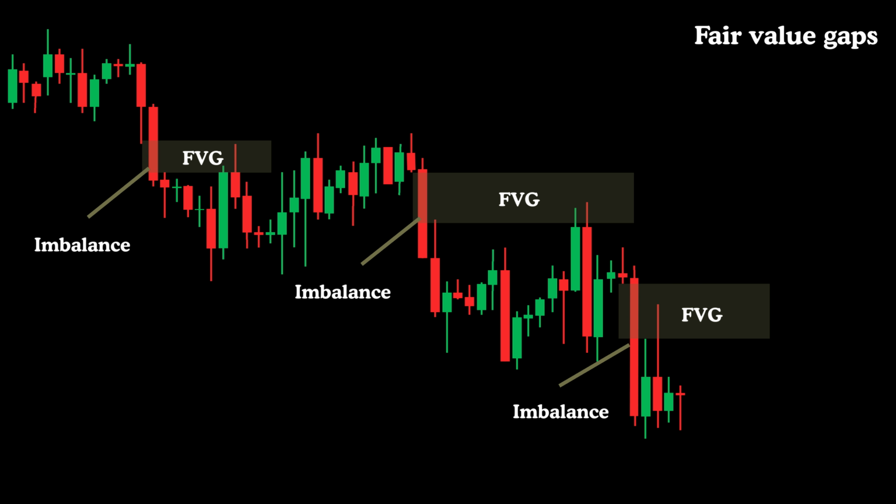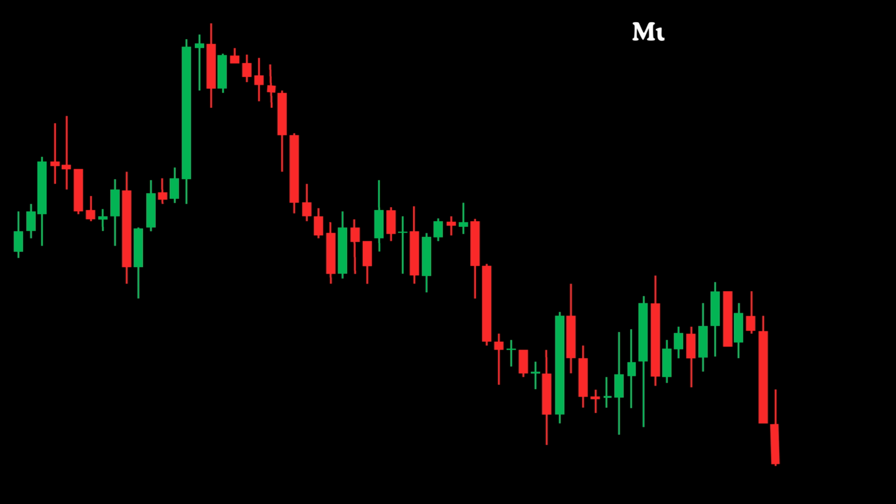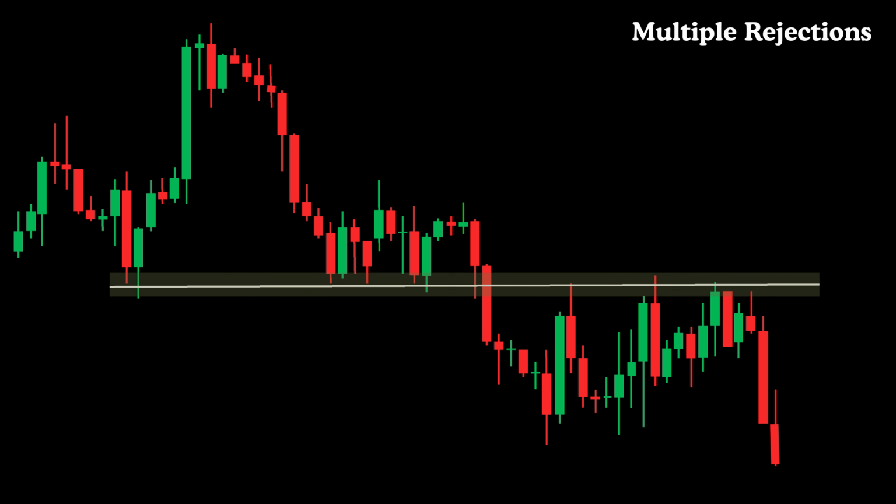The market often revisits these zones to fill unexecuted orders, and if pending orders still exist, the price will typically reject upon multiple retests. Multiple rejections from a specific level indicate that traders have responded to that price point repeatedly, reinforcing its significance.